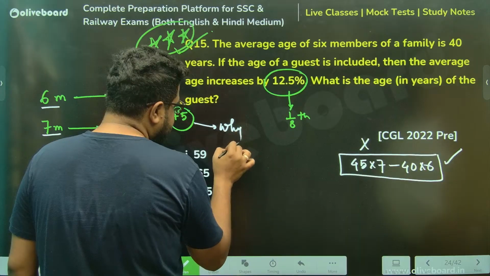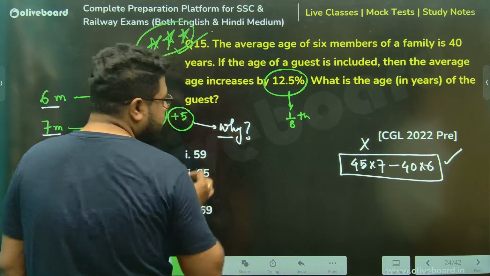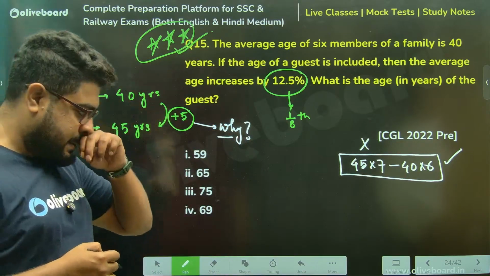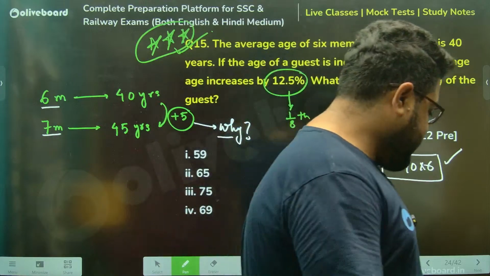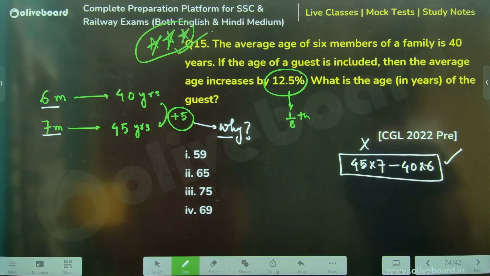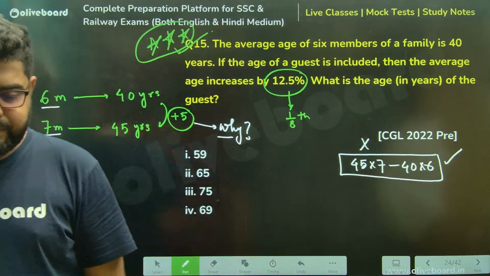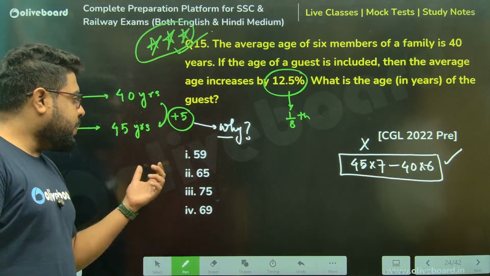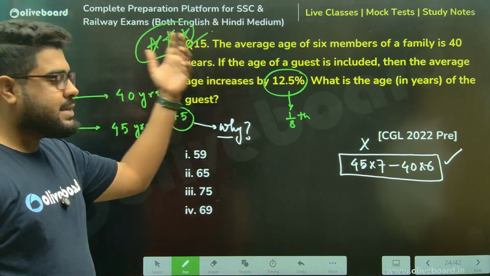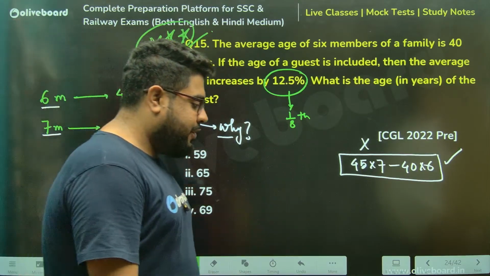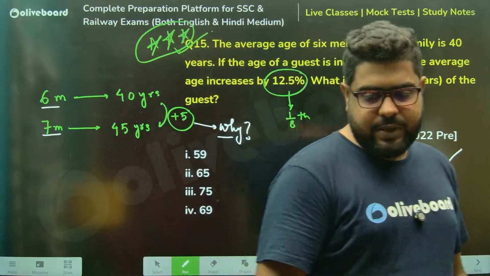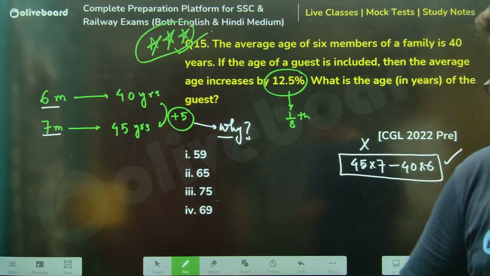First question is, why? Why this plus 5, sir? Why, when the new person is getting included, the average age is going up? Ask yourself this question. When the new person is included, like the guest is included, why is the average age going up? Tell me the answer.